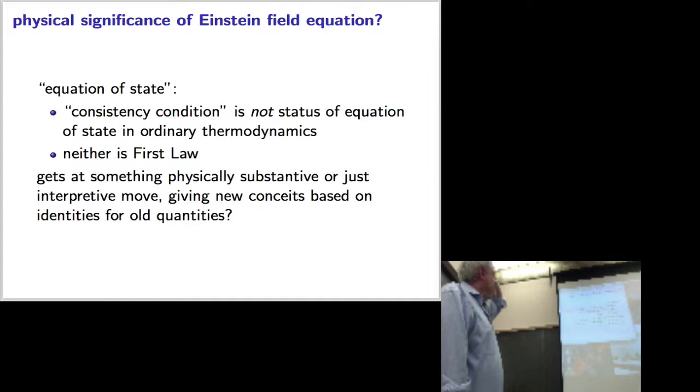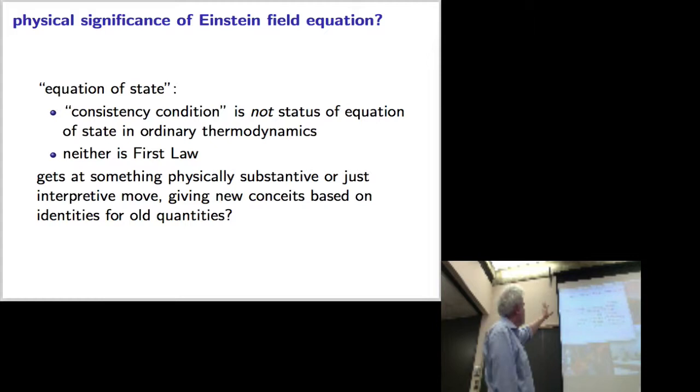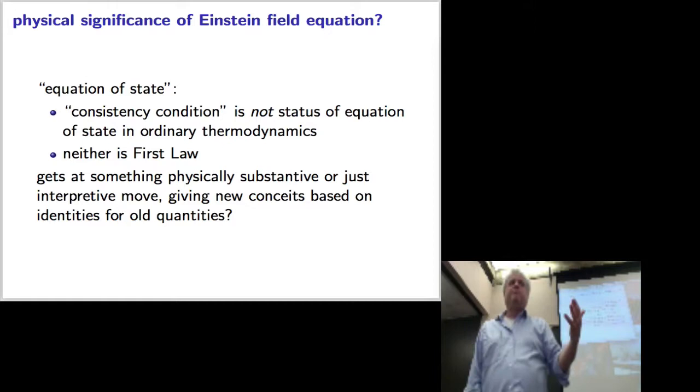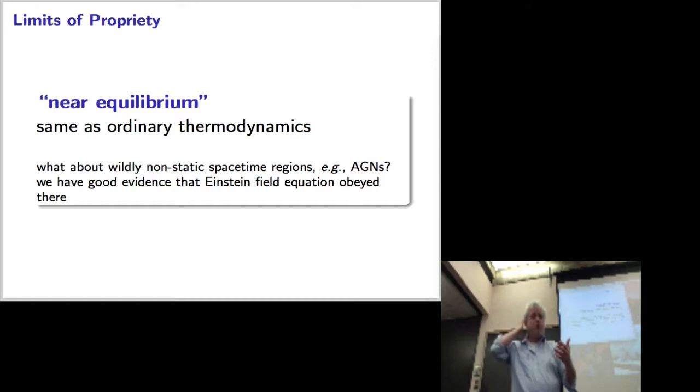A consistency condition is not an equation of state. I don't know what status is doing there. Maybe it doesn't have the same status as an equation of state in ordinary thermodynamics. Neither does the first law. So are we really getting at something physically substantive with this derivation, or are we just making some interpretive moves, giving some new conceits based on identities for old geometrical quantities? What are the limits of propriety for this derivation? What regime does it really hold good in?